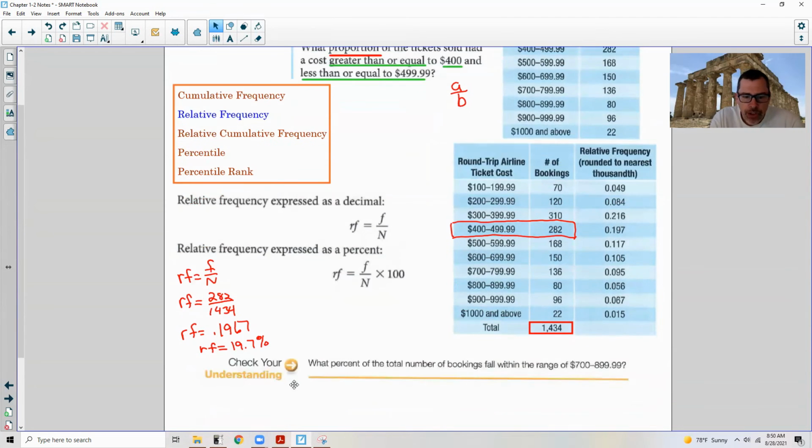So now it says, check your understanding. What percent of the total number of bookings fall within the range of $700 to $899? Pause the video, see if you can do this, and then come back.